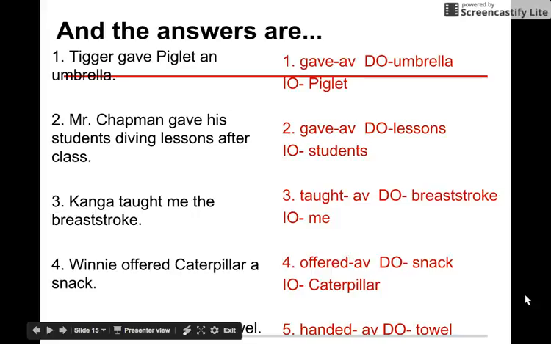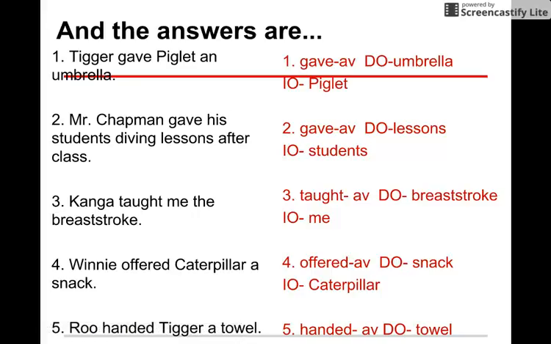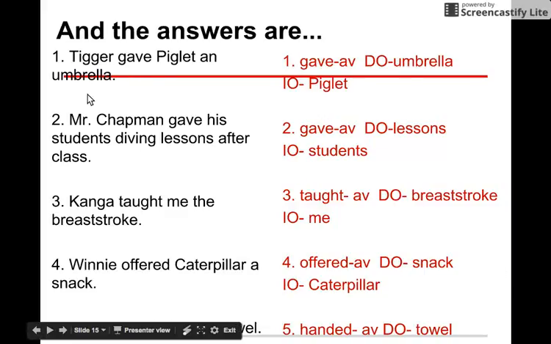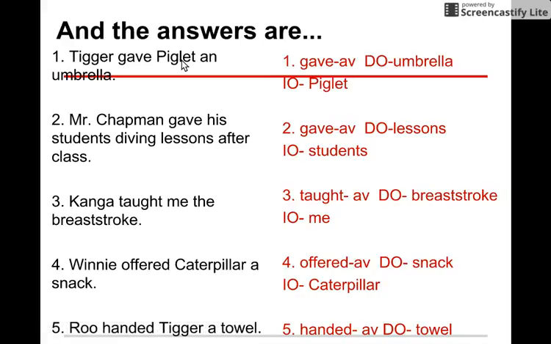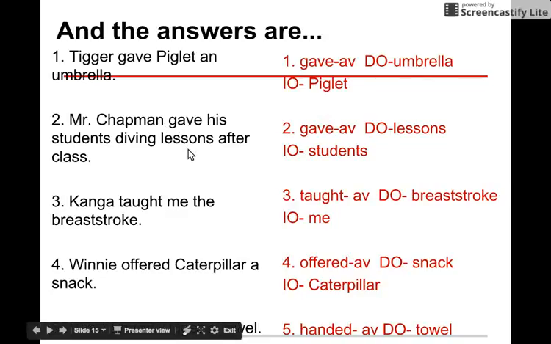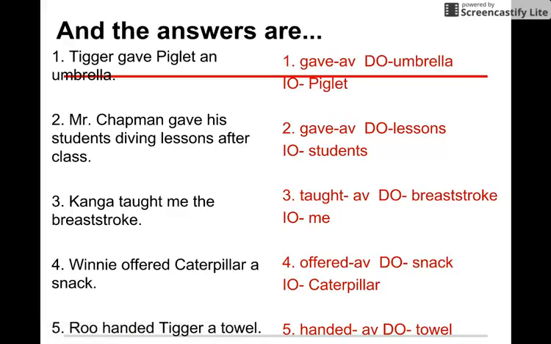All right, here are our answers. So we have action verbs in all of these. We were looking for direct objects, and then if we have a direct object, we're looking for an indirect object. So number 1, gave what? Gave an umbrella. To whom? To Piglet. Mr. Chapman gave what? Mr. Chapman gave lessons. To whom? Students. Kanga taught what? Kanga taught the breaststroke. Kanga taught the breaststroke to whom?